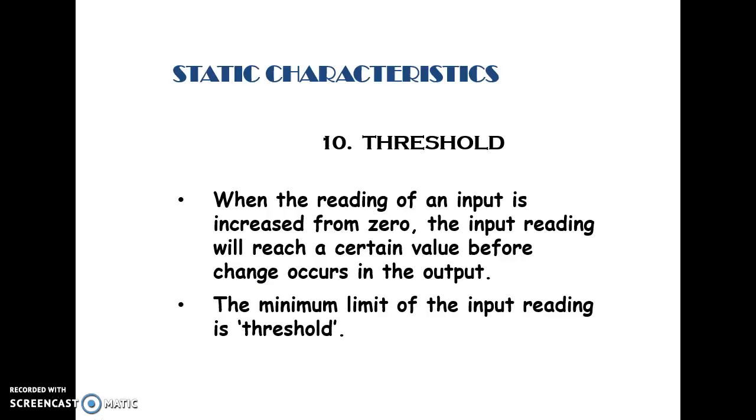And the next one is threshold. When the input reading of an instrument is increased from 0, it will reach a certain value before a change occurs in the output. The minimum limit of the input reading is the threshold. For example, we can tell the threshold voltage of the silicon semiconductor is 0.7. So after attaining 0.7 voltage, the silicon devices will start to conduct.